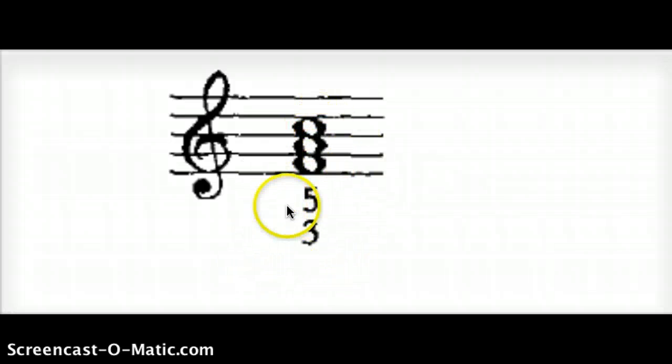Now the cool thing about this is that you're already learning a pretty difficult concept, which is figured bass, which we'll study in AP Music Theory in a month or so. But already we're learning the symbols that go along with that. Now, there is a shorthand system, which means you don't always write this number system. In fact, in this root position, you don't put 5 or 3 at all. You just leave it totally blank to indicate root position.